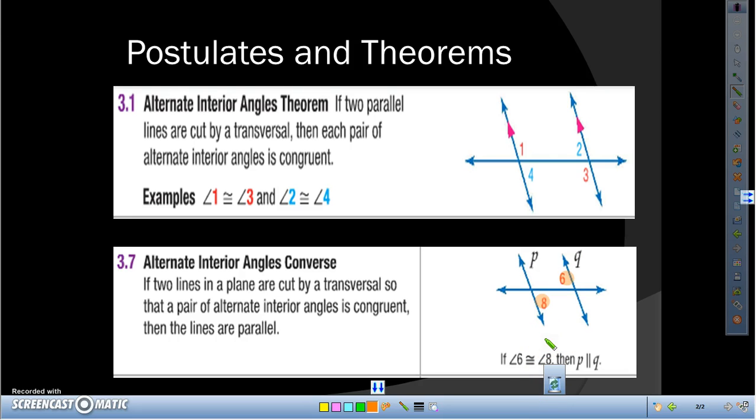I'm not starting with parallel lines anymore. I'm proving that the lines are parallel based upon the fact that I have congruent angles. And then if I could also prove these two angles were congruent, then I could say that the lines were parallel also. And that's your converse of the alternate interior angles theorem.